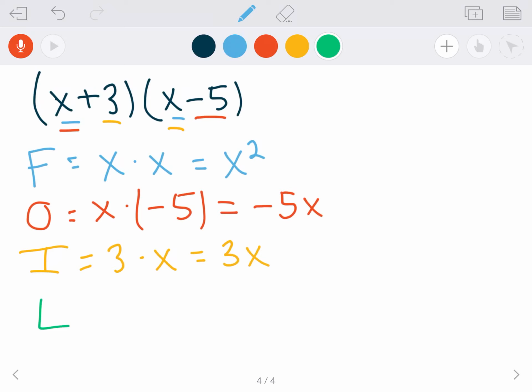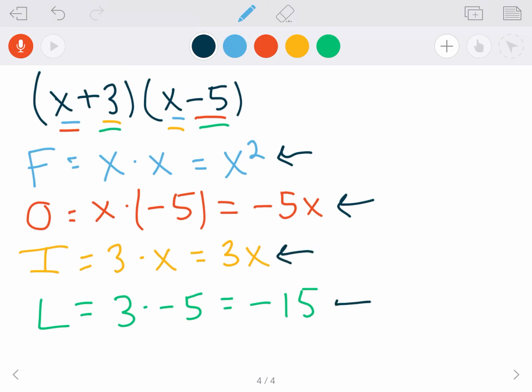And for the L, that stands for the last terms. So in the first binomial, the last term is 3. In the second binomial, the last term is negative 5. So this will be 3 times negative 5, which is negative 15. So now let's look at our four terms. We have x squared, we have negative 5x, we have positive 3x, and we have negative 15.